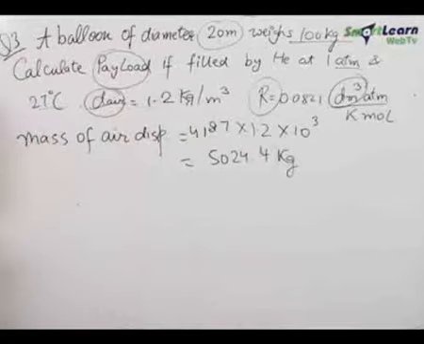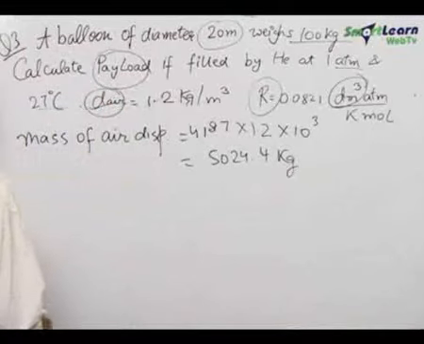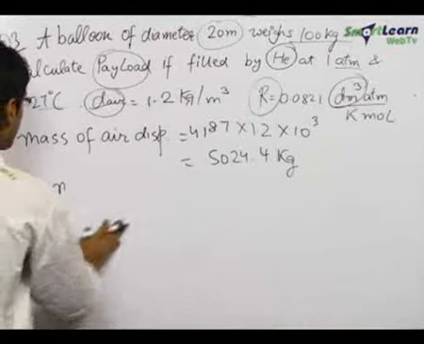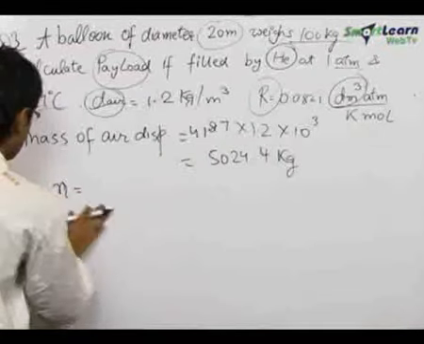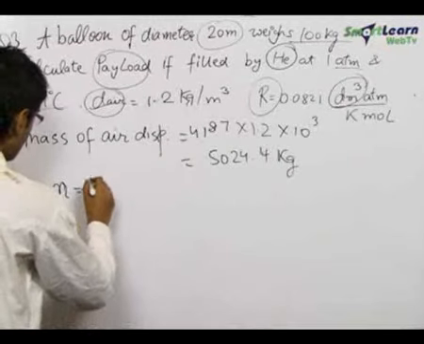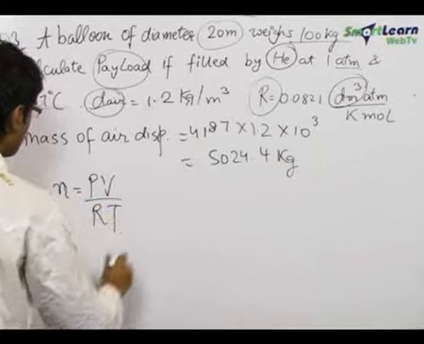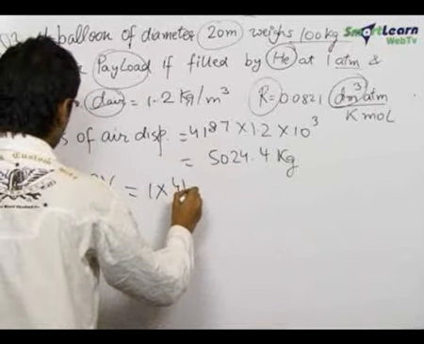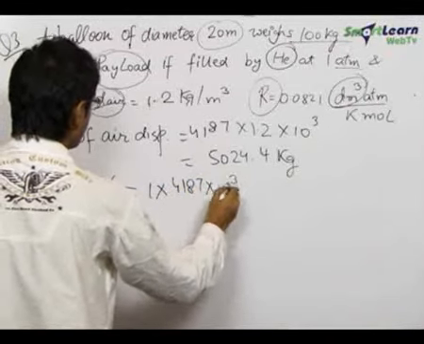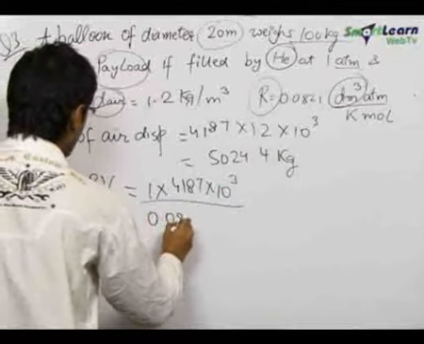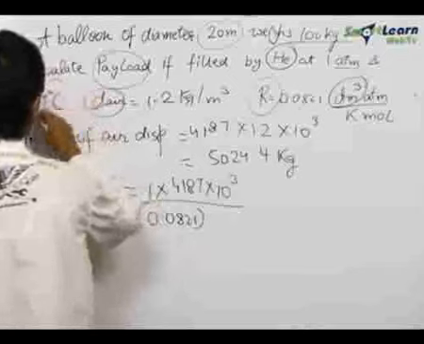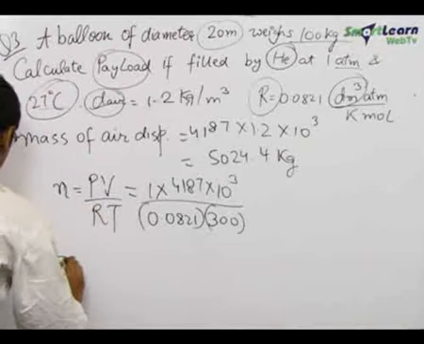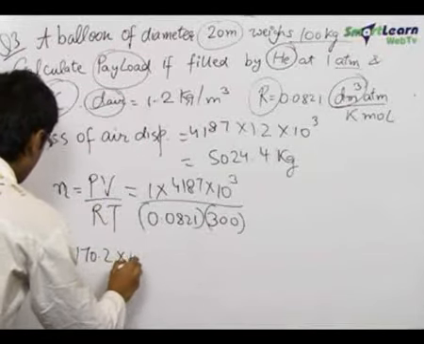We now need to find the total weight of the balloon. For this we need to find the weight of the helium gas inside the balloon. Now we have pressure, volume and temperature, so we can find the number of moles of helium gas by using the gas equation PV = nRT. So n is equal to PV upon RT. Pressure is given to be equal to 1 atmosphere. Volume is equal to 4187 × 10³. R is the normal 0.0821 and temperature in Kelvin is equal to 300 Kelvin. So the number of moles of helium comes out to be equal to 170.2 × 10³ moles.